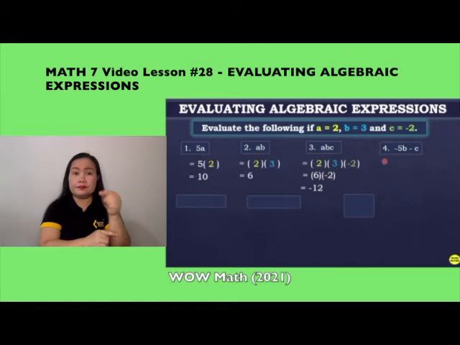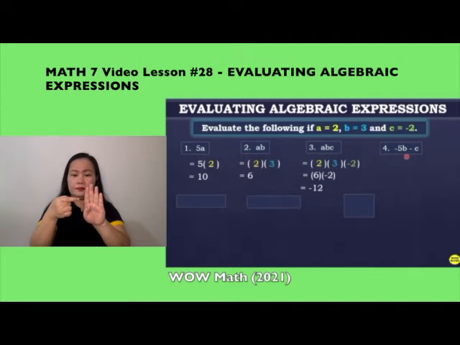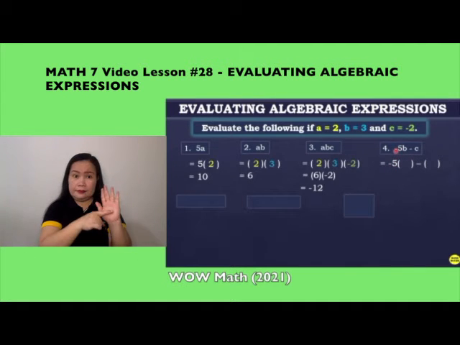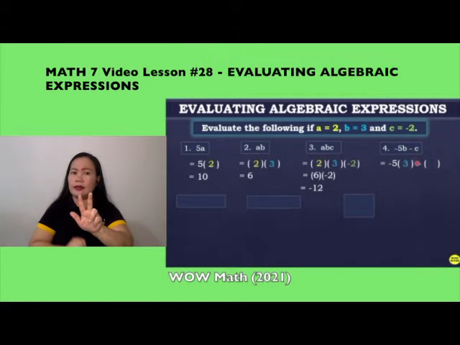Next. I have here negative 5b minus c. So, this is multiplication and then subtraction. Okay, but take note, this is negative. Again, when the sign is at the front, that is not minus. This is negative. Okay? So, negative 5, the value of your b, which is positive 3, minus.